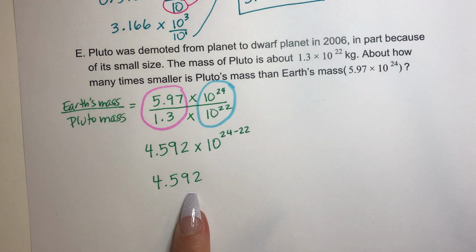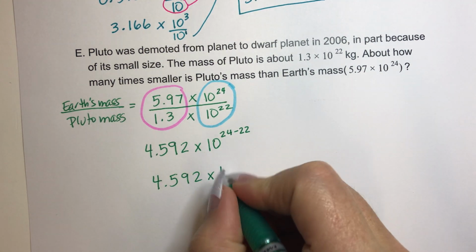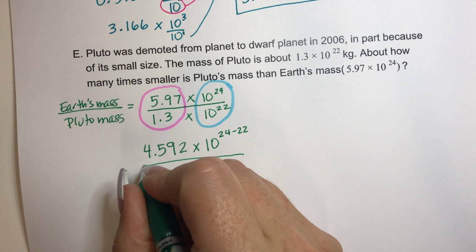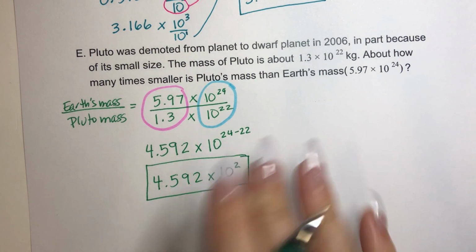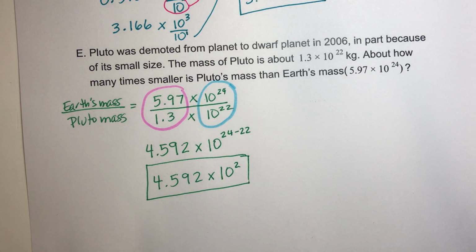4.592. This is a number between 1 and 10, so we don't need to do anything. This number is perfect, times 10 squared. There we have it. So if you got that right, yoku dekimashita, you did a wonderful job, and I'll see you in a little bit for the next example.